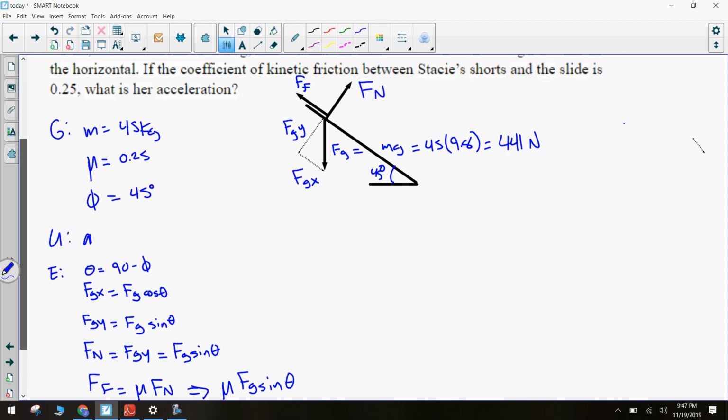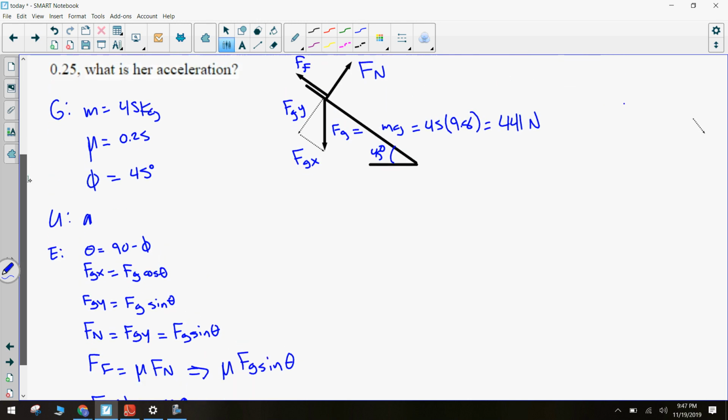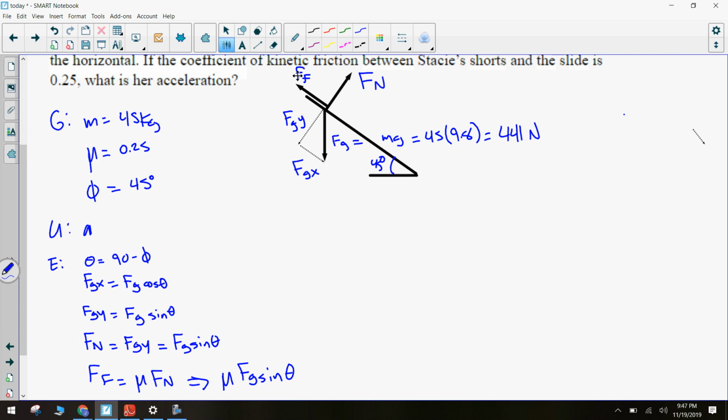Alright, so our FGY and our Fn are going to cancel. So the only forces that are left on my free body diagram is this force of friction and this FGX. So Newton's second law, that F net equals ma, is going to say that the force of friction, and if we're pretending like this is the x direction, it's going to the left, we're going to put a negative. We got FGX going the other way, so we got FGX is equal to our object's mass times our object's acceleration.